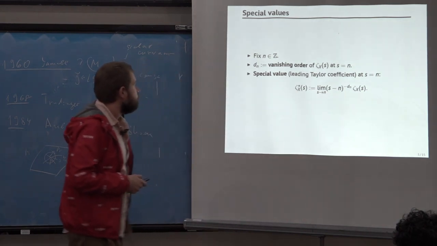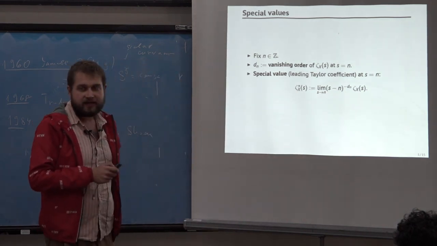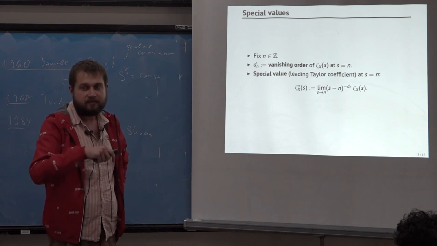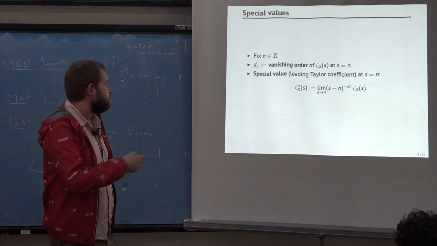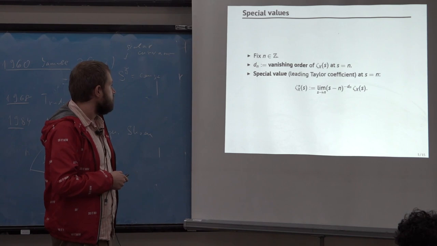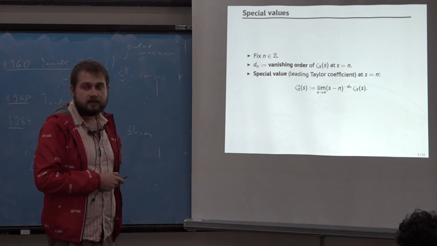The vanishing order would be positive if we have a zero of some order, negative if we have a pole, and it would be zero if there is no zero or pole. So these are the special values.